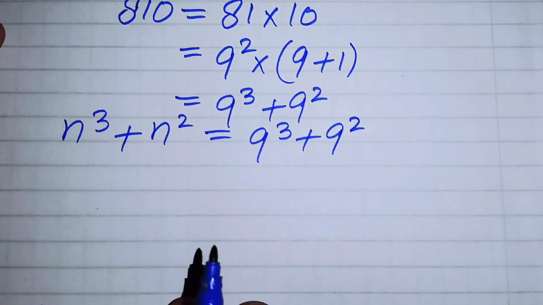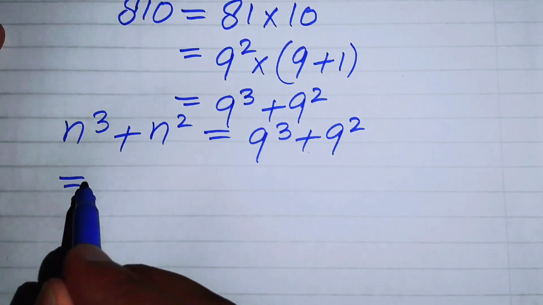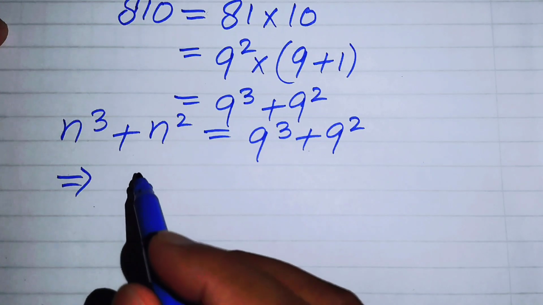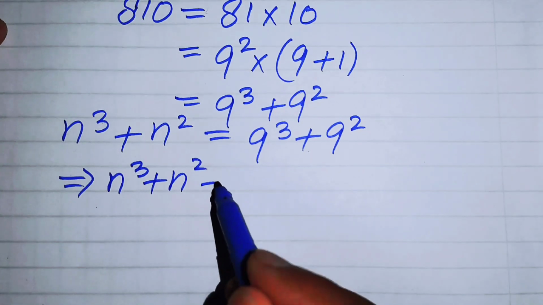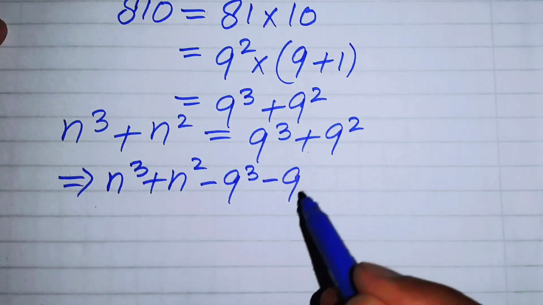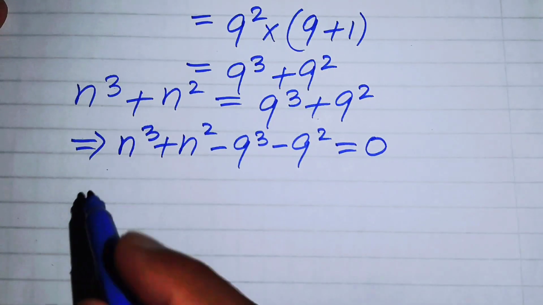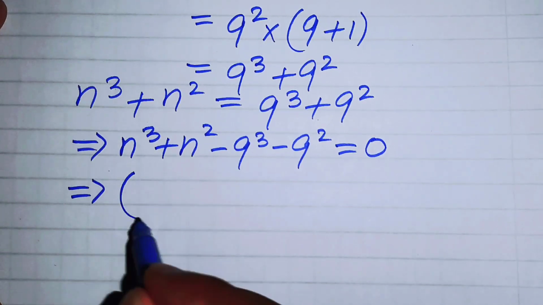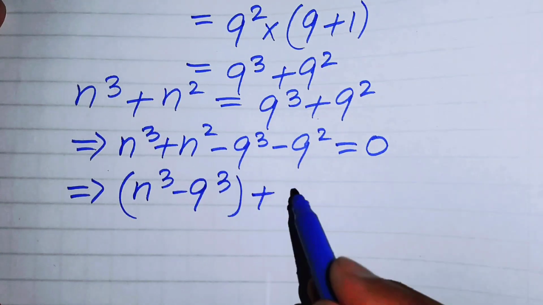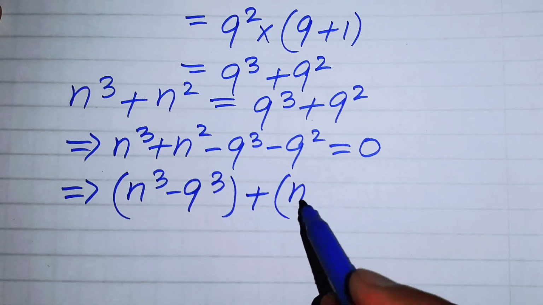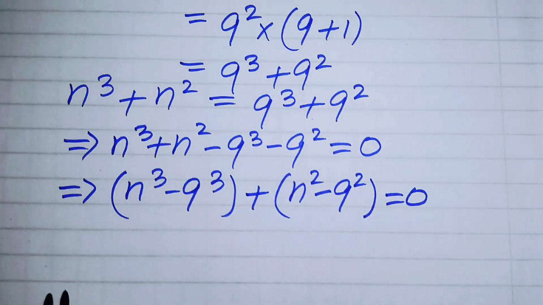After this step I can make the pairs of a cubic term and the squared term, so first we move both of the terms to the left hand side, and we get n cubed plus n squared minus 9 cubed minus 9 squared is equal to 0. Now we make the pair of cubic and square terms: our cubic pair is n cubed minus 9 cubed, plus the square pair n squared minus 9 squared, is equal to 0.